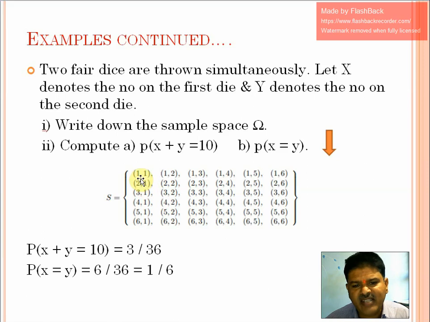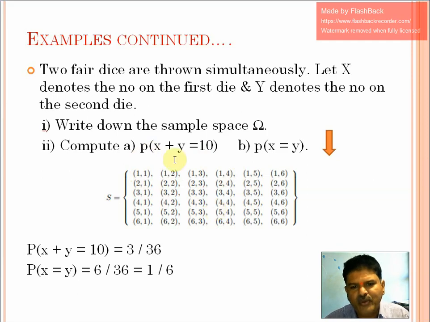And what does this 1 stand for? This first one stands for the result on the first die, and this one after the comma, again 1, stands for the result on the second die. Likewise, what are this 4 and 3? The first 4 represents the result on the first die, and this 3 represents the result on the second die. So these are the possible 36 cases. So the sample space becomes this.